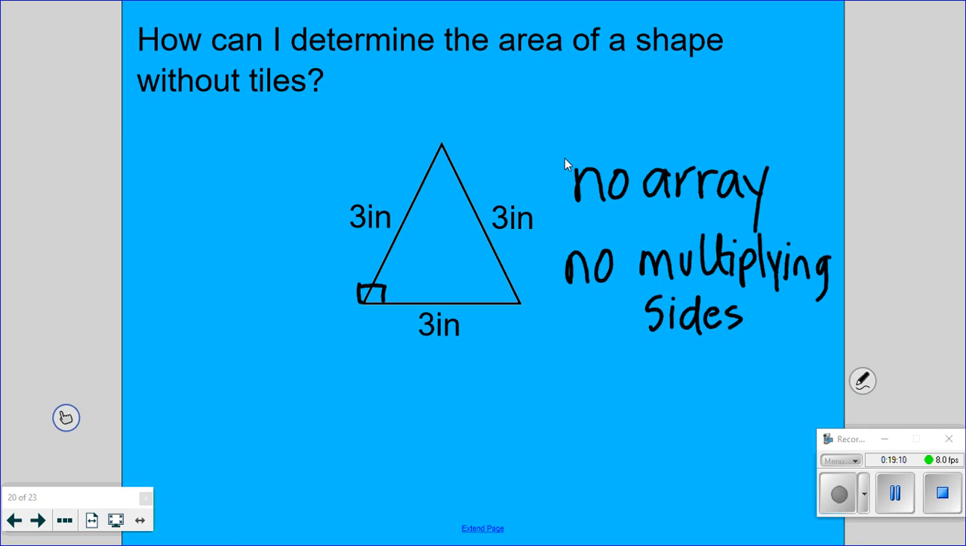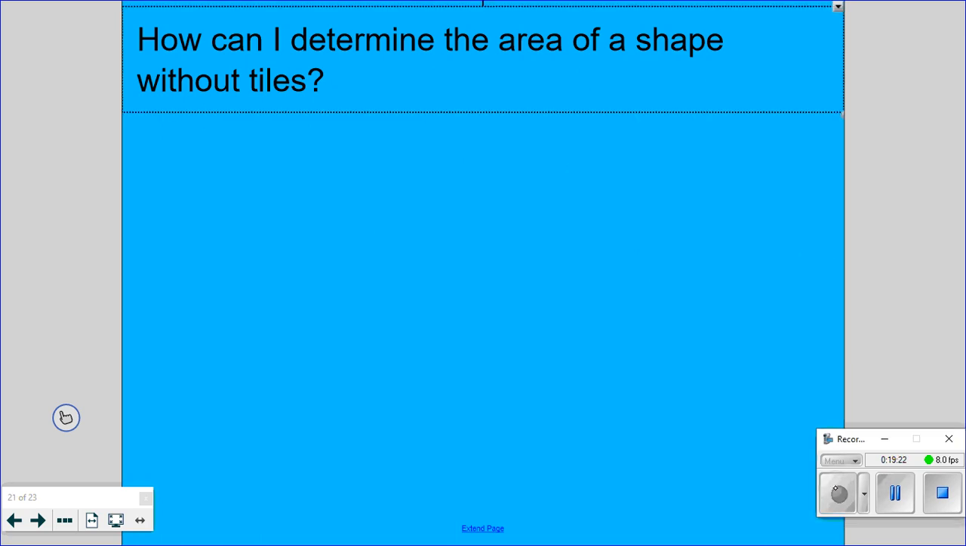So in third grade land, we're not worried about areas of triangles because we are only looking at areas with an array. That's going to be the important part. So let's go back to our original question. Go ahead and rewrite this question as a new title or a new subtitle.